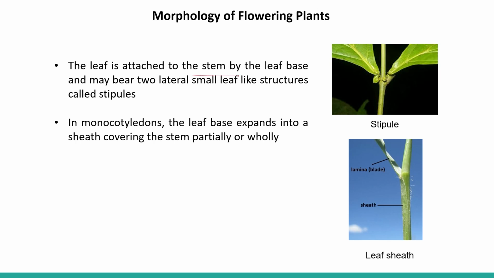The leaf is attached to the stem by the leaf base and may bear two lateral small leaf-like structures called stipules. In some plants, at the base, some small green appendage-like structures are present, and those are called stipules. In monocotyledons, the leaf base expands into a sheath covering the stem partially or wholly. Here you can see this leaf structure: this is the lamina, and this sheath-like structure totally covers the stem part like this. So the stipule and sheath structures are very unique. They are not found in all plants, but in some plants they are present.